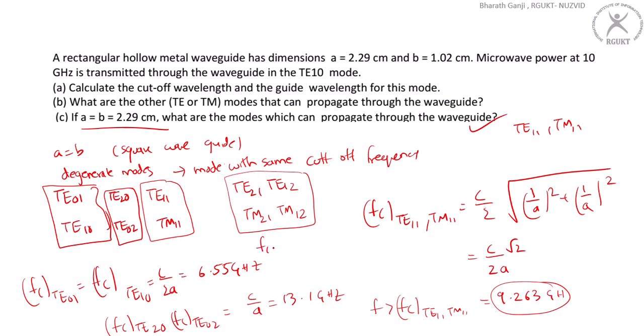We can also find the cutoff frequency of this set. We get this answer as around 14.64 gigahertz. So you can see these are the modes. These won't propagate, these won't propagate, but these modes can now propagate on the square waveguide when a is made exactly equal to b. Alright, so let's move on to the next problem.